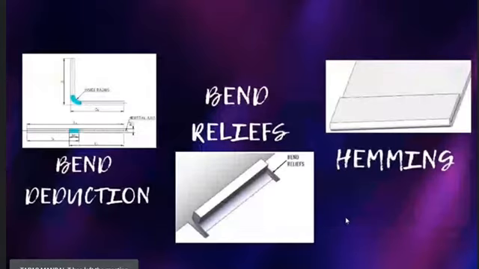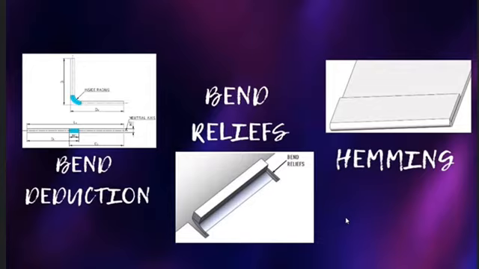So the next one is bend reduction. It is defined as the material that needs to be removed from the root length of a flange to arrive at the flat pattern. When we are trying to develop a flat pattern, the reduction has to be subtracted to get its overall length. Next one is bend relief.